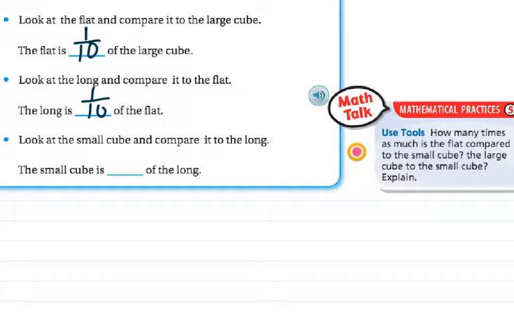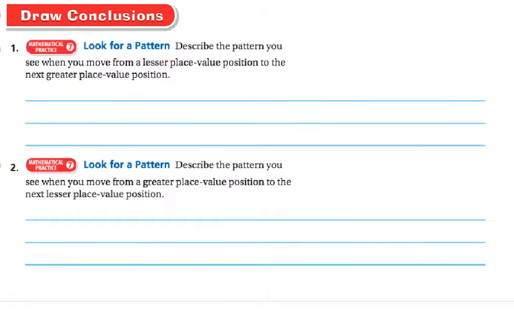Next, look at the small cube and compare it to the long. The small cube is, again, 1/10 the long because we need 10 small cubes to fit inside of the long. However, we only have 1. So we're going to work on this math talk in class. So we're going to continue on in our lesson.